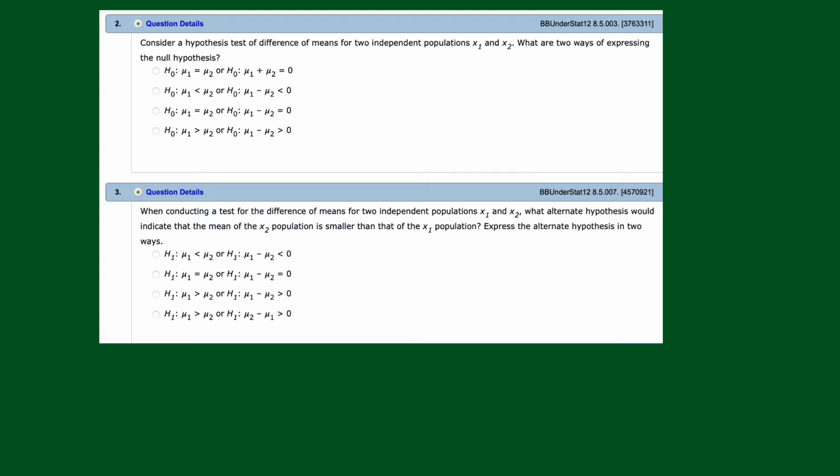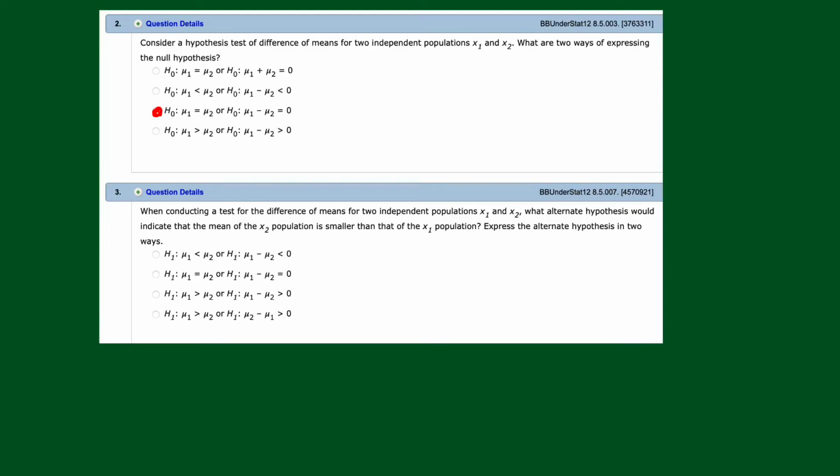What about this one? All right, so this one's out because I'm not going to be using a less than or a greater than. This says that the means are equal, which means that there's no difference. The difference is 0. It's going to be this one right here. Either way you want to write it.